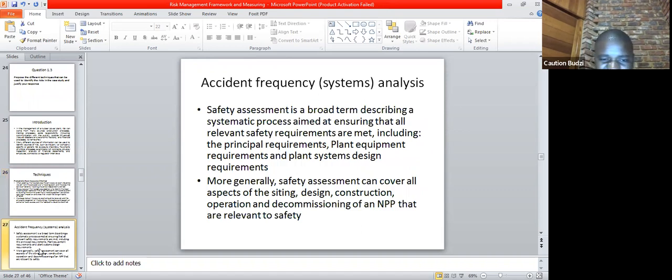Another technique which I've noted is the accident frequency analysis or accident systems analysis. The SAFEIT assessment is a broad term describing a systematic process aimed at ensuring that all relevant SAFEIT requirements are met, including the principal requirements, plant equipment requirements, and plant systems design and requirements. More generally, SAFEIT assessments can cover all aspects of the siting, design, construction, operation, and decommissioning of the nuclear power plant that are relevant to SAFEIT.